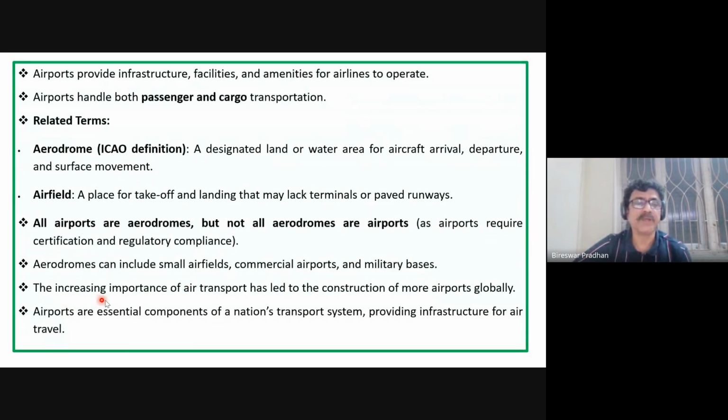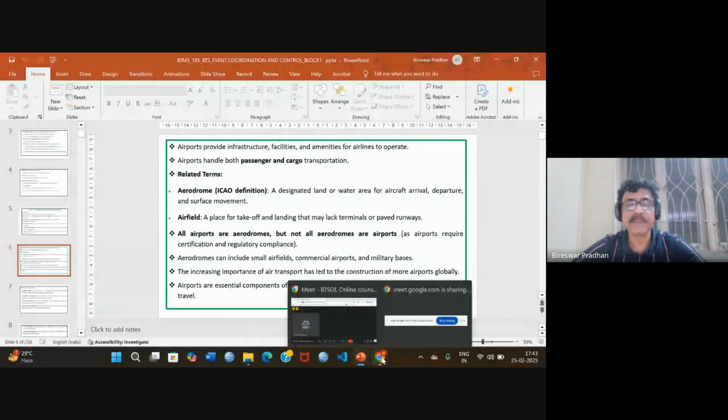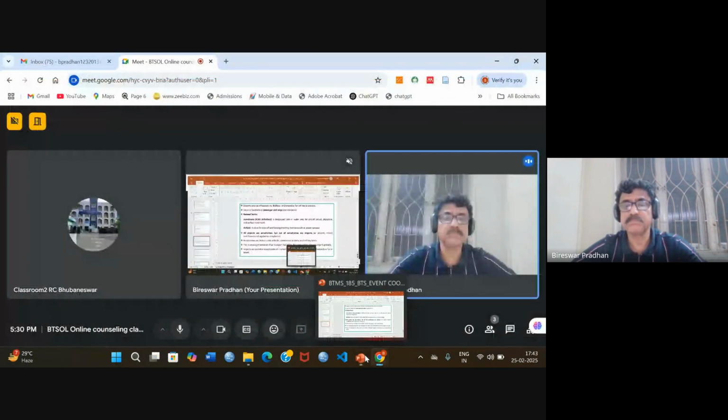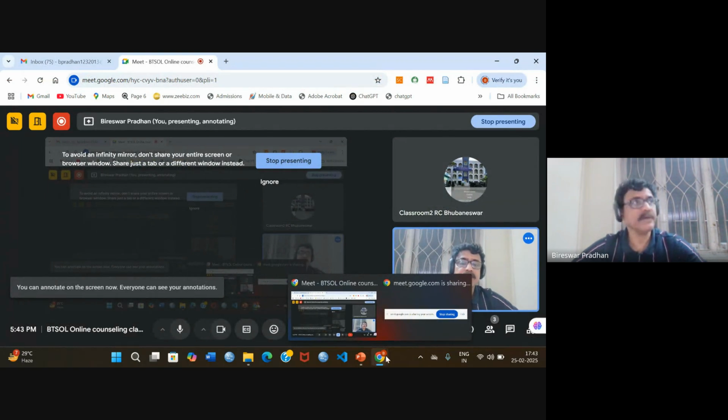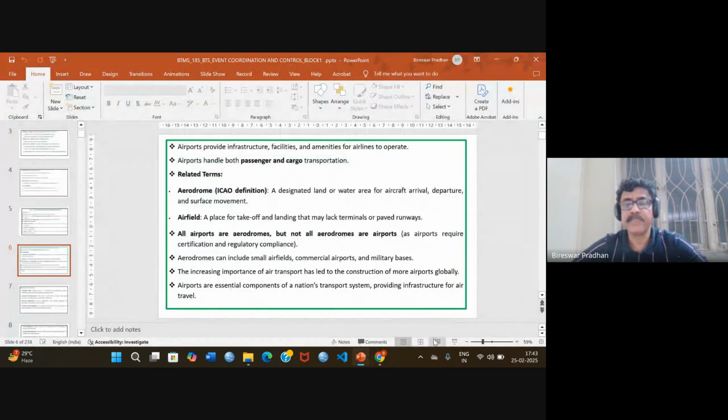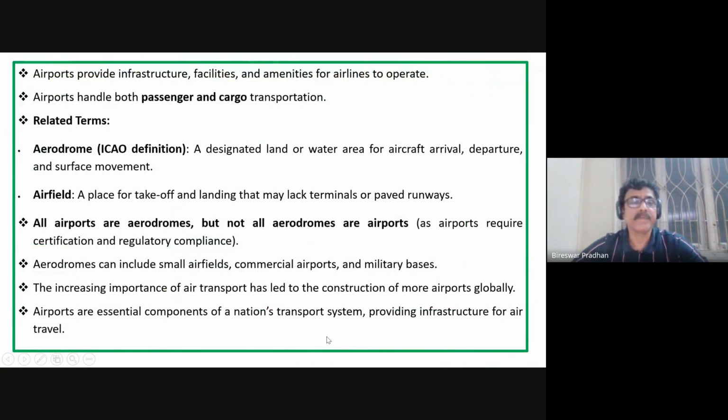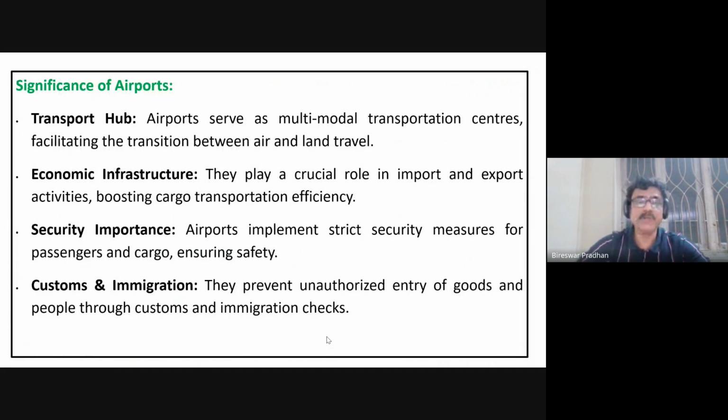The increasing importance of air transport has led to the construction of more airports globally. Airports are essential components of a nation's transport system, providing infrastructure for air travel. So these are the most important essential components of a nation's transport system, providing infrastructure for air travel.